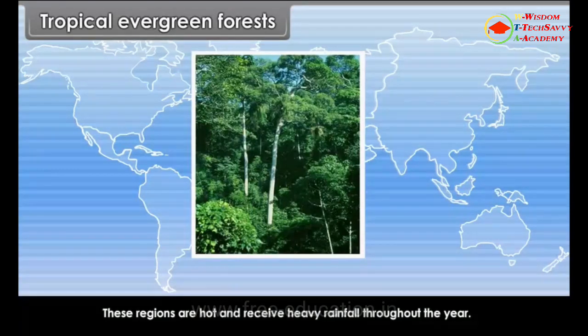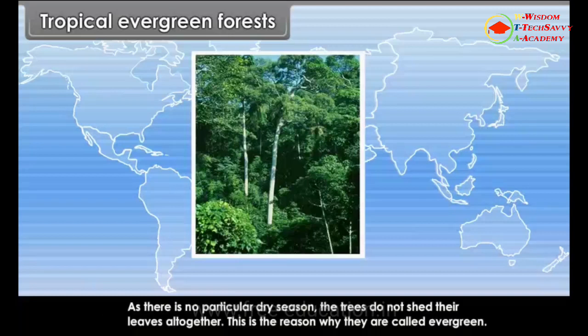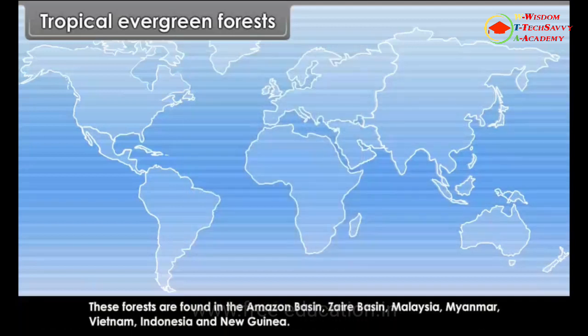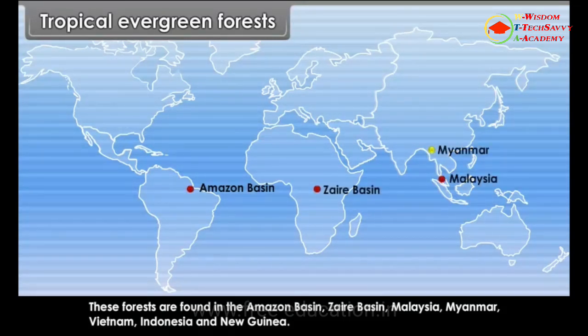These regions are hot and receive heavy rainfall throughout the year. As there is no particular dry season, the trees do not shed their leaves altogether. This is the reason why they are called evergreen. These forests are found in the Amazon basin, Zaire basin, Malaysia, Myanmar, Vietnam, Indonesia and New Guinea.